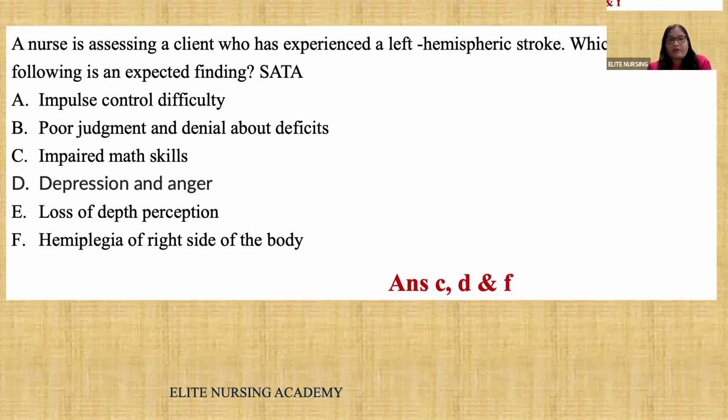So we eliminate the first one, impulse control difficulty, that is with right-sided stroke. Poor judgment and denial is also with right-sided stroke, because patients with right-sided stroke are in denial, but patients with left-sided stroke are aware of their deficits. Impaired math skill is part of language or logic, so that will be with left hemispheric stroke. So that's correct. Depression and anger will be with patients with left hemispheric stroke because they are aware of their limitations, they are aware of their signs and symptoms.